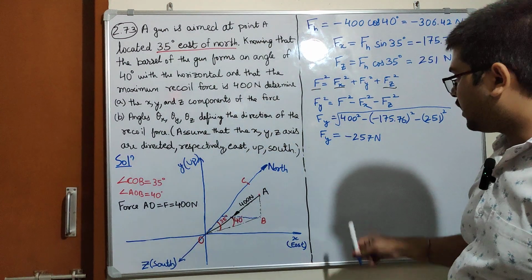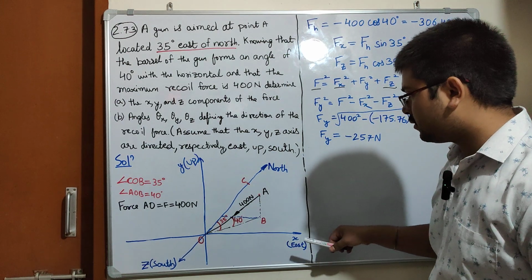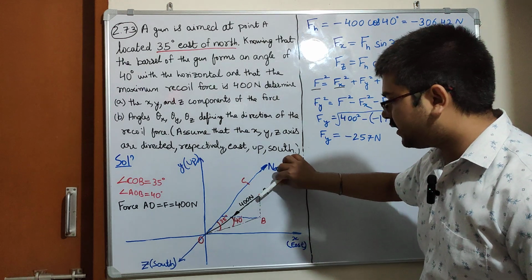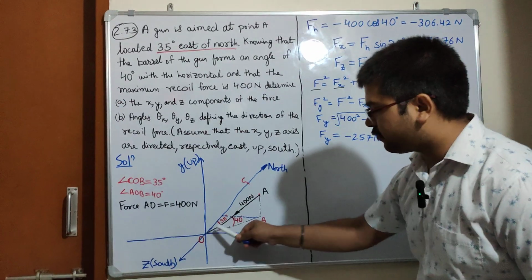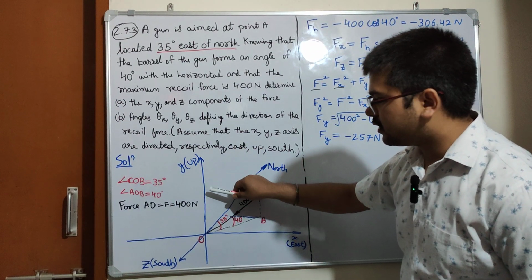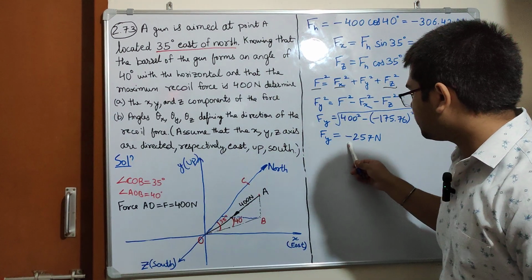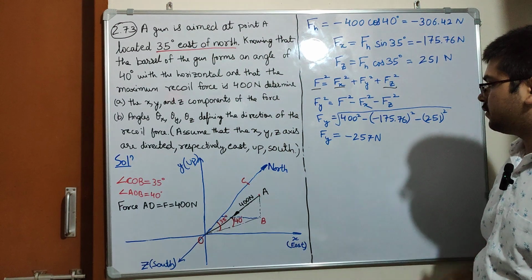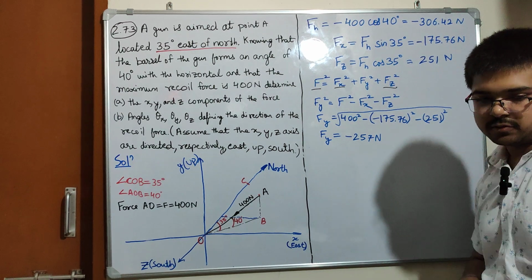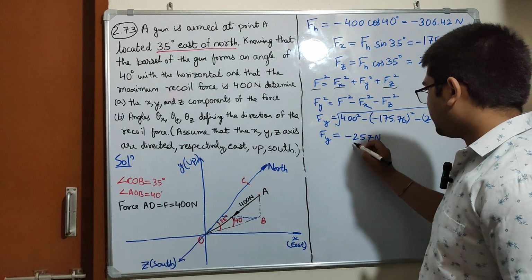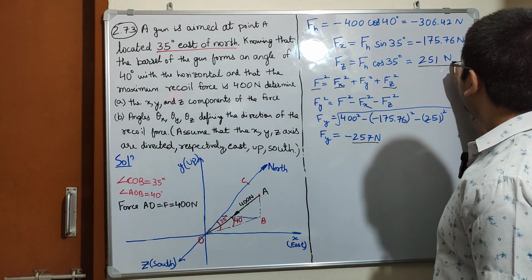Now why have I taken Fy minus? Because this force AO is directed in the downward direction. So y is decreasing. So that is why there is a minus sign here. So that was our Fy, Fz, and Fx.